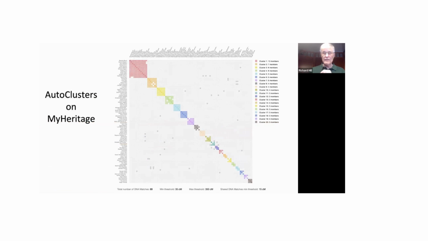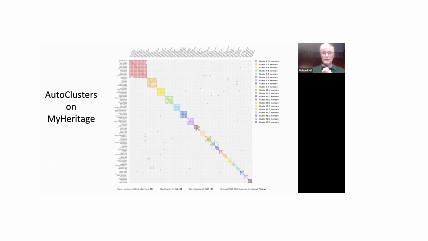One of the most popular techniques today is clustering, and you can do this manually or much more easily through a site called Genetic Affairs. Well, MyHeritage is the only testing company that has licensed this technology to use it directly from your account.